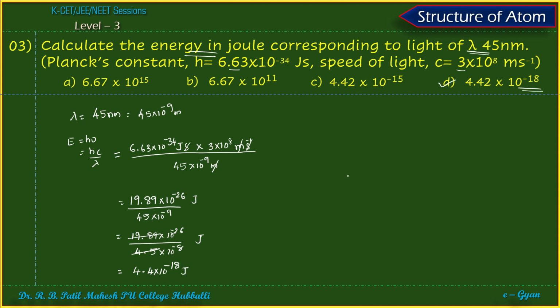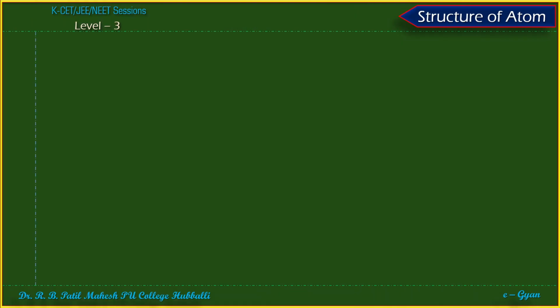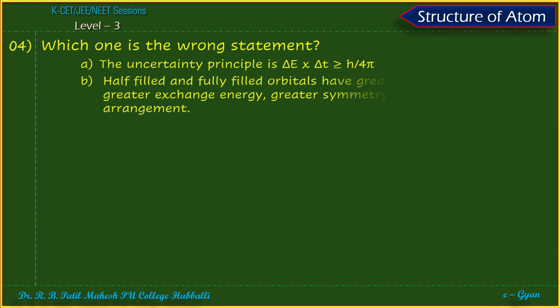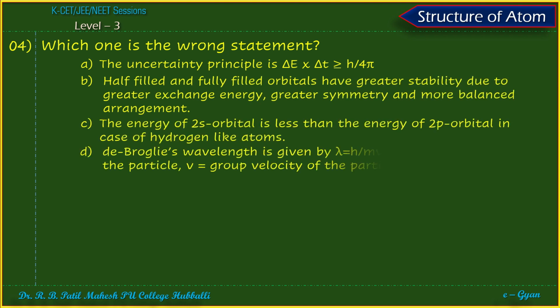The correct option for question number 3 is D. Going to the next question. Which one is the wrong statement? The uncertainty principle is delta E into delta T is greater than or equal to h by 4 pi.